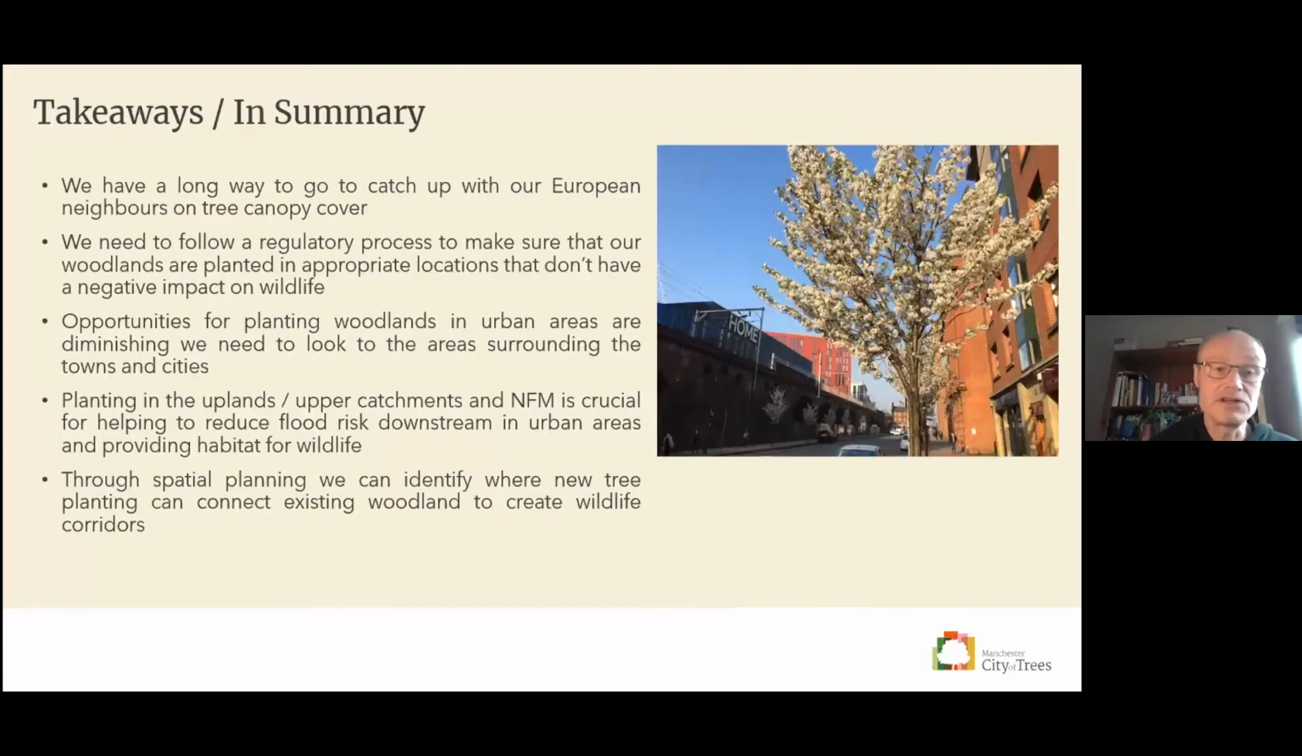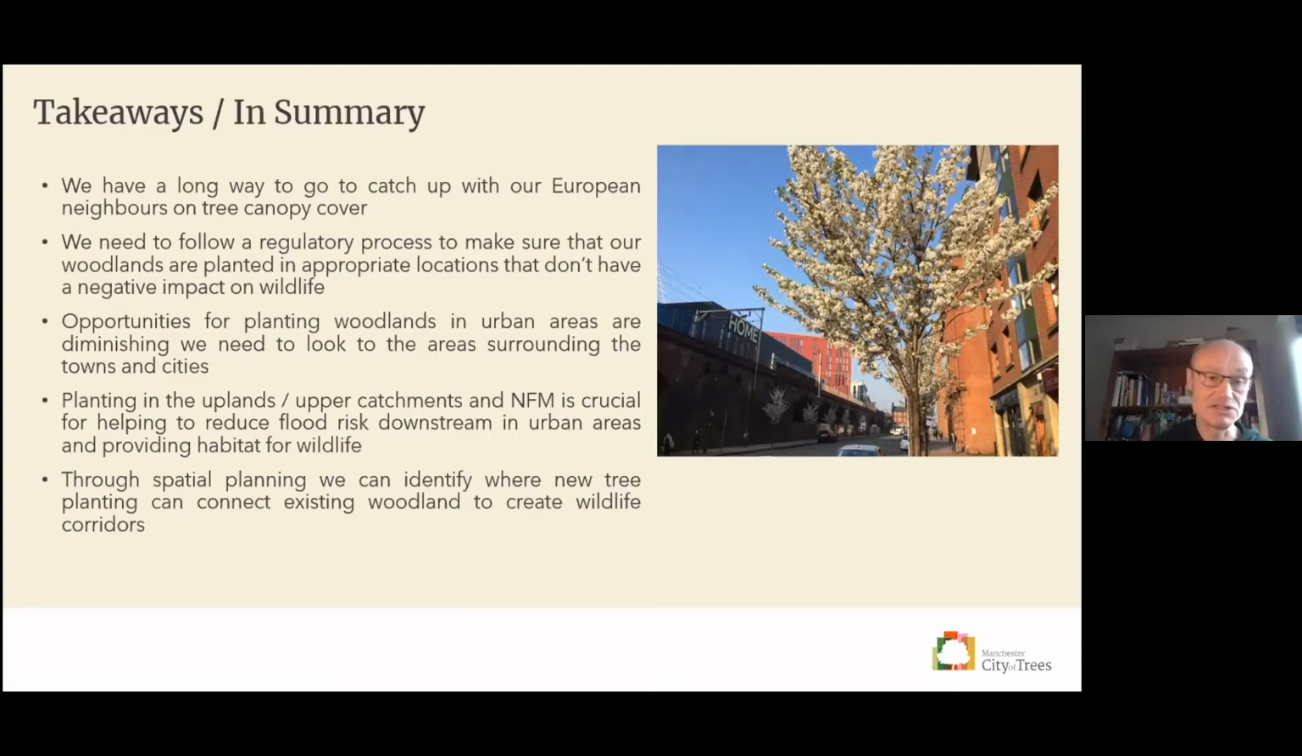So I just wanted to very quickly summarize that presentation. First of all, we do have a long way to go to catch up with our European neighbours. So we need to, as I said, get our spades out and do a lot more work. Planting trees needs to be very much a process that focuses on what is existing in an area before we plant there. We don't want to damage the existing wildlife there.